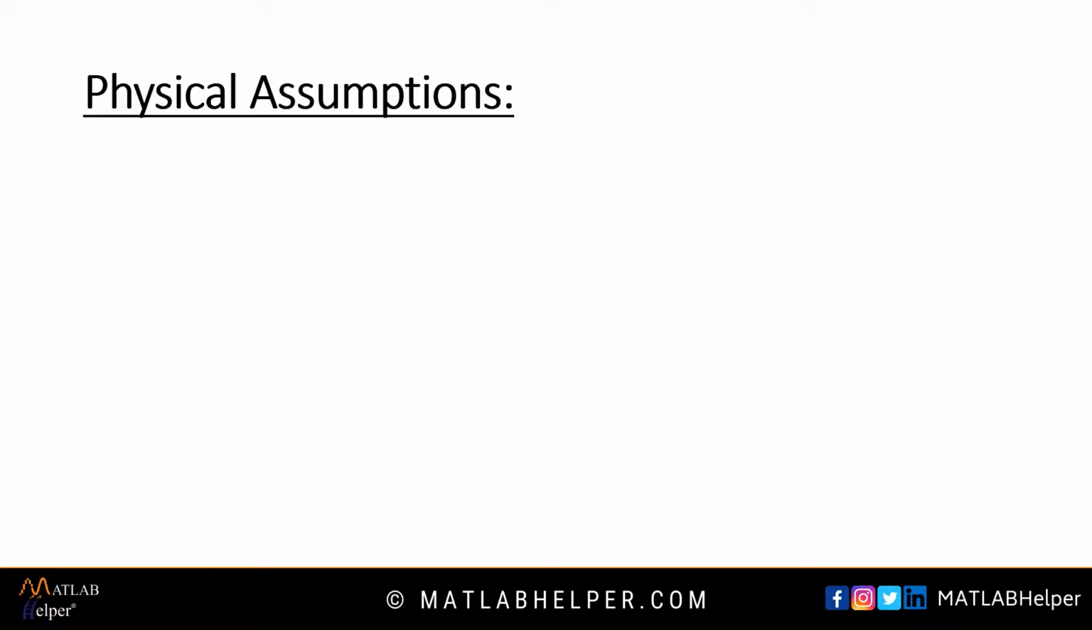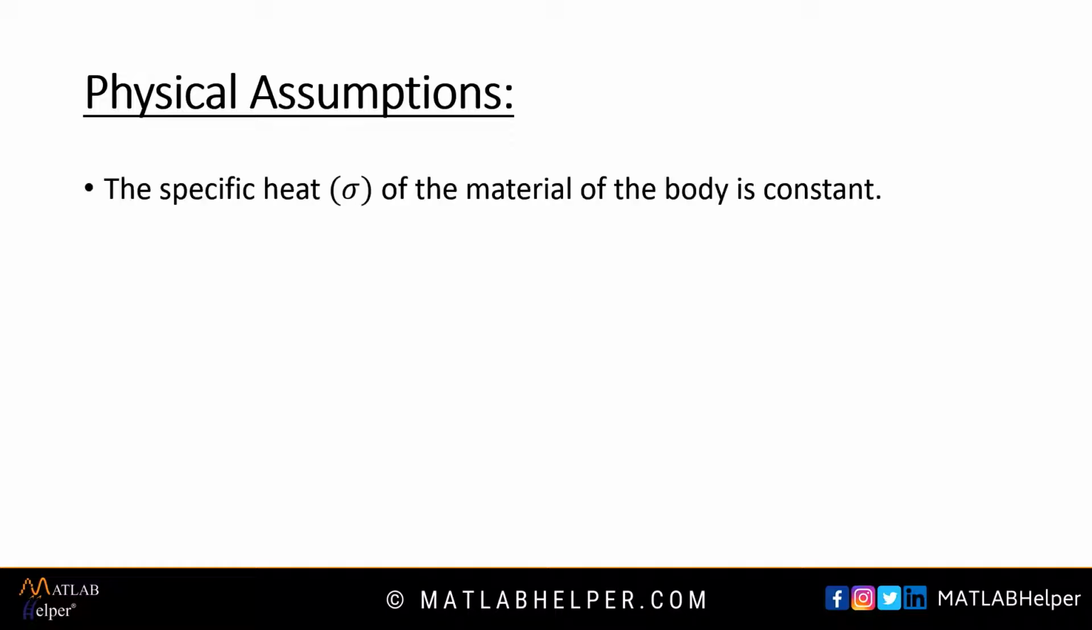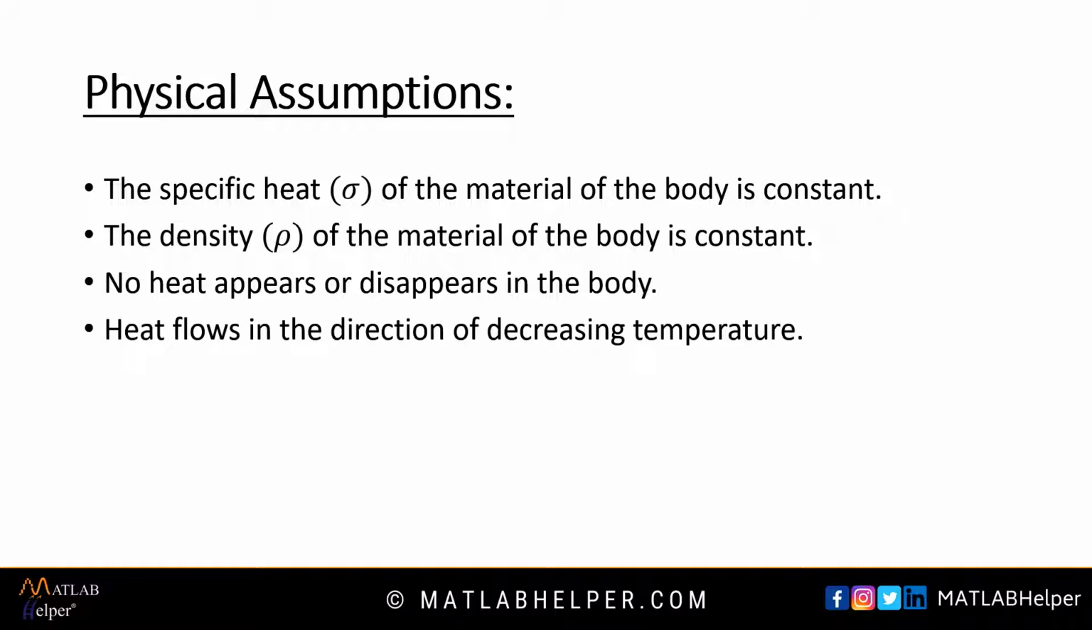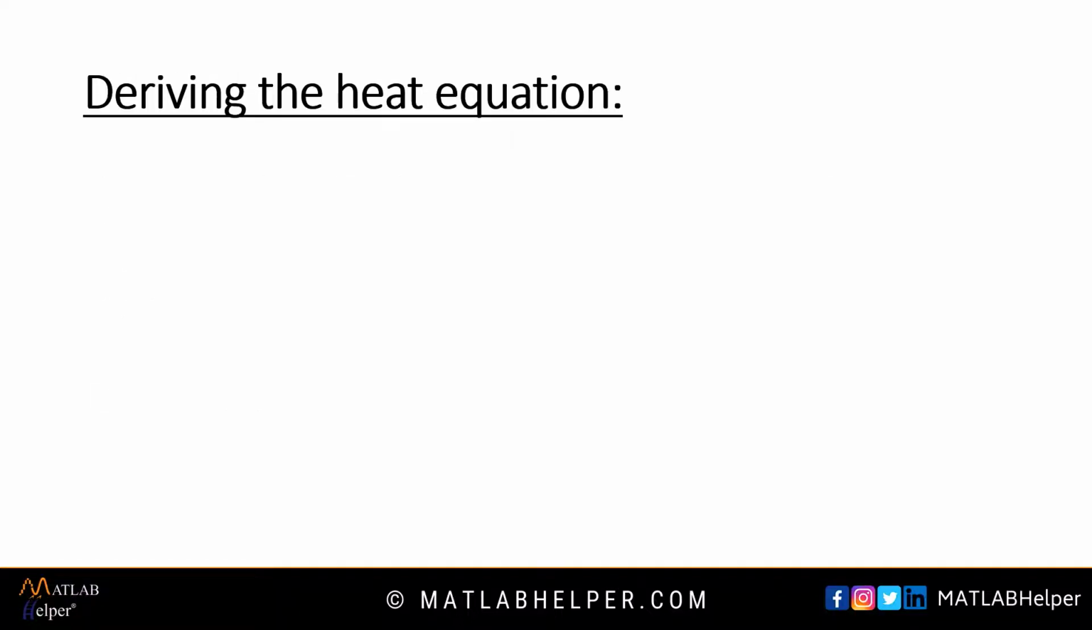I will begin with the physical assumptions for the heat equation. I am assuming the specific heat to be sigma and density of the material to be rho. Assume that no heat appears or disappears automatically in the body. Heat flows in the direction of decreasing temperature or towards the cold regions. Thermal conductivity is K. Now let's move toward deriving the heat equation.